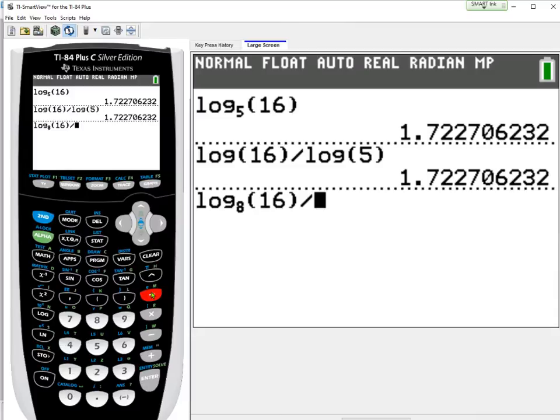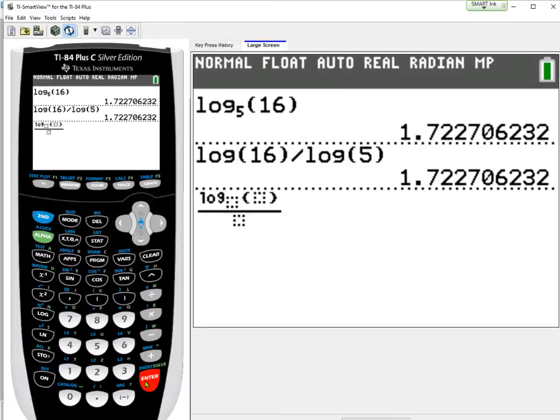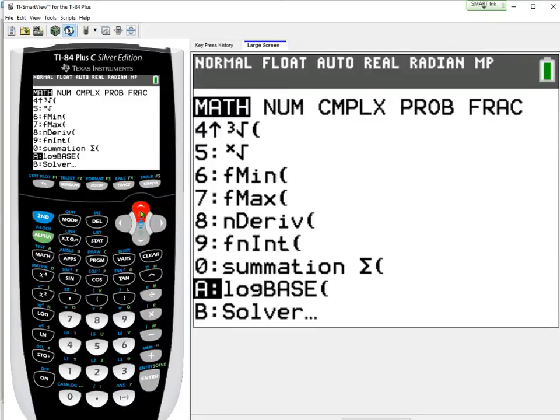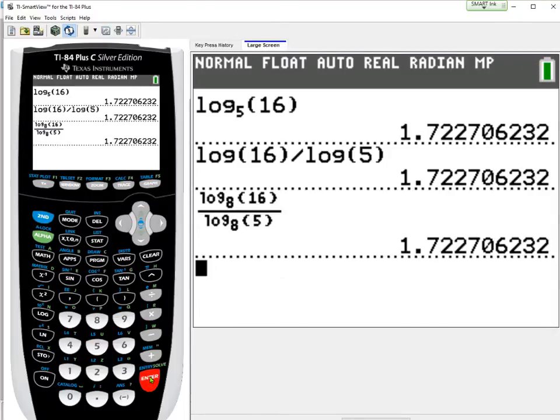Actually, let's not do that. Let me clear this, and I want to do it like this, because I want you to see it. So math up, log base 8, 16, and on the bottom, I've got math, log base 8, and what's this one? 5. You see how I changed the base? What was my base before? What was my base here? 10. What's my base here? It's still the same, 16 to 5, right? Check out the answer.